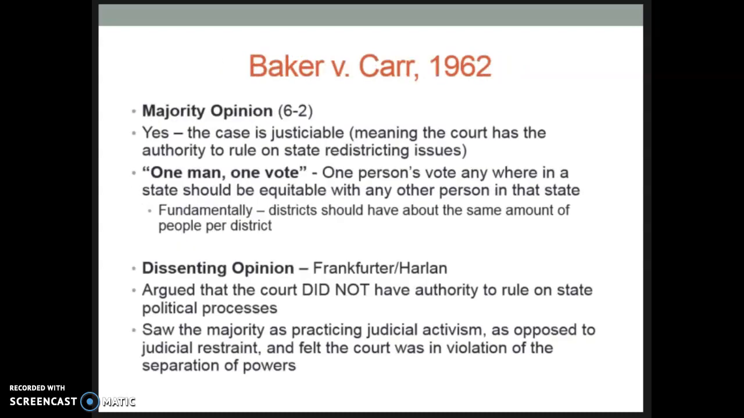So the court's decision, it was a 6-2 decision. They said that the case is justiciable. That means that the court does have authority to rule on this issue. So the lower court should not have thrown the case out.